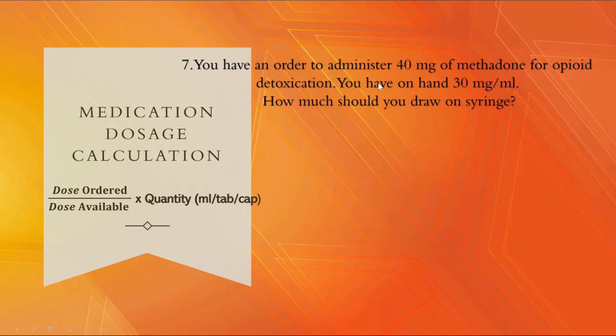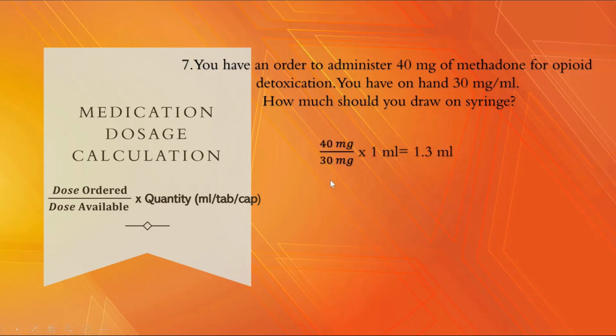Next one, you have an order to administer 40 milligram of methadone for opioid detoxification. You have on hand 30 milligram per ml. So 40 milligram is the dose ordered, 30 milligram is the dose available, and the quantity is 1 ml. How much should you draw in the syringe?